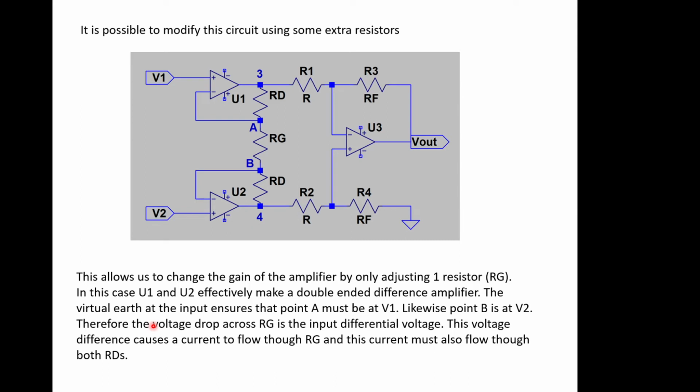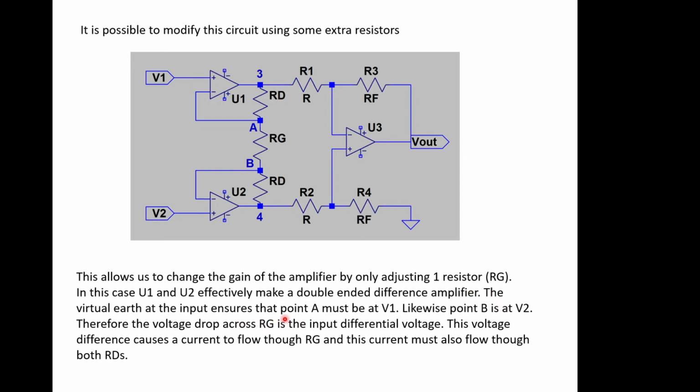So it's possible to modify this circuit a little bit by adding just 3 resistors to it. So we've added this resistance, and this resistance, and this allows us to change the gain of the amplifier by only adjusting one resistor, in this case RG. So if we made RG variable, we can now change the overall gain of this amplifier. So a bit of explanation.